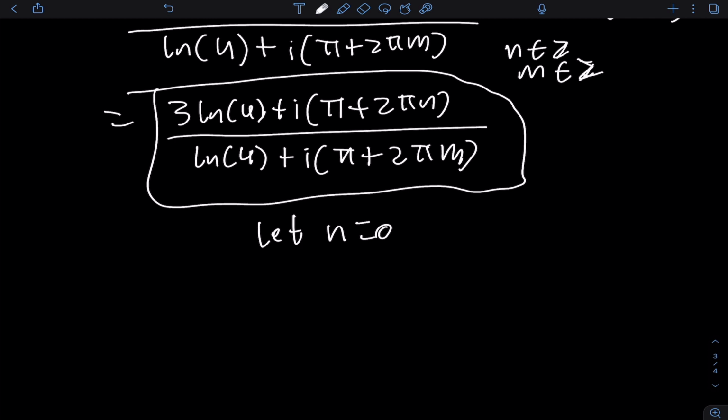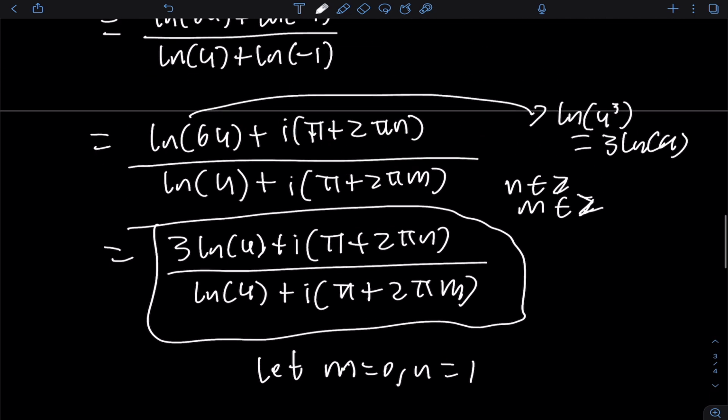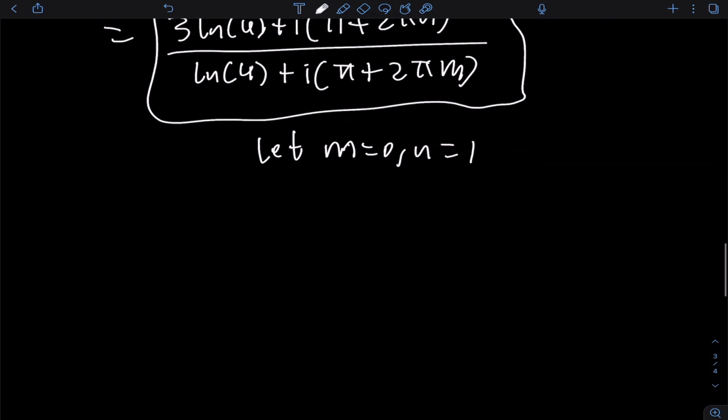And if we let n equal to 0, then what we end, or let's say, okay, wait, that won't work. Let's set m to be 0. When we set m to be 0, we will just have I pi. And if we set n to be 1, we will have pi plus 2 pi, which is 3 pi. Now what we see there is that we have a 3 and a 3. So let's just write this down.